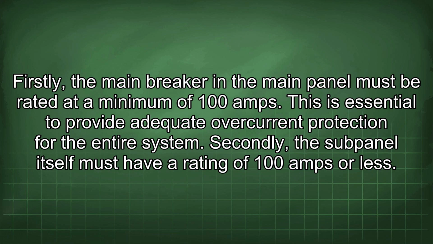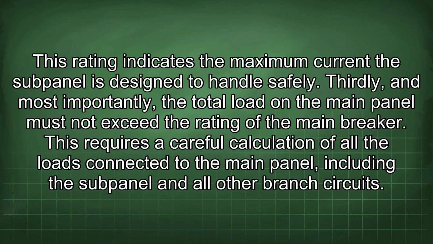Firstly, the main breaker in the main panel must be rated at a minimum of 100 amps. This is essential to provide adequate overcurrent protection for the entire system. Secondly, the subpanel itself must have a rating of 100 amps or less. This rating indicates the maximum current the subpanel is designed to handle safely.